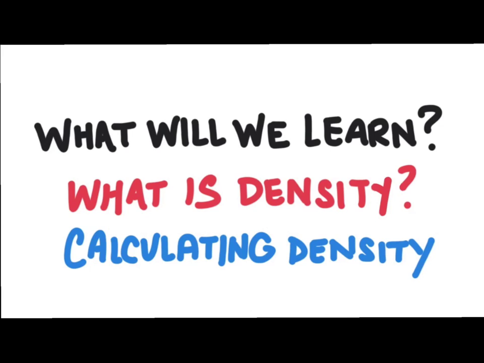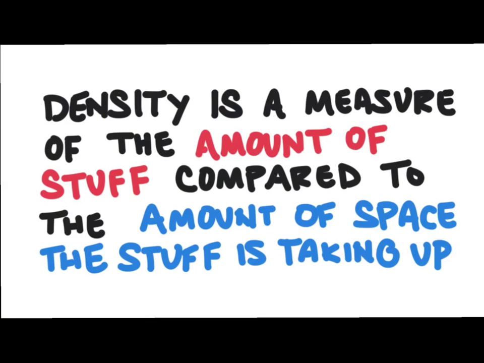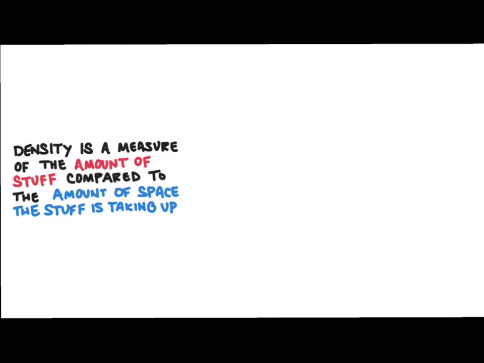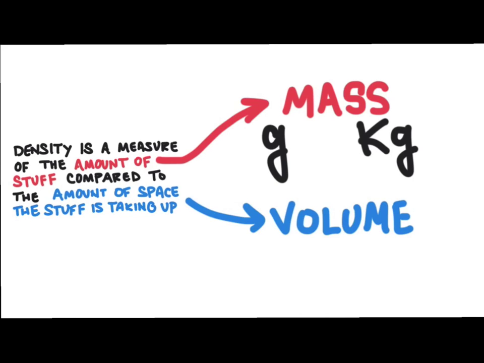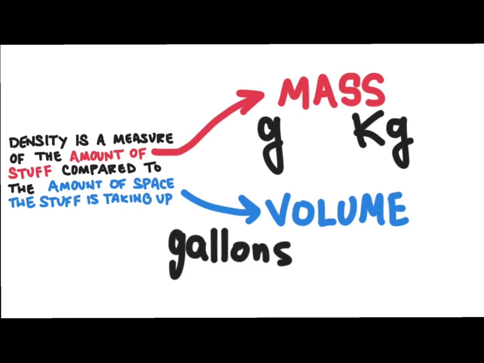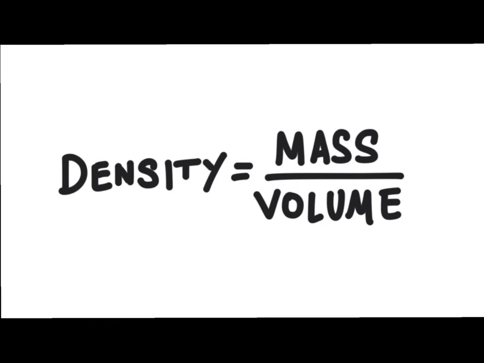So what are we going to learn in this video? Well, first we're going to learn what density is, and then we're going to learn how to calculate the density of an object. Density is a measure of how much stuff there is compared to the amount of space that stuff is taking up. Mass is a measure of the amount of stuff, and we use units like grams and kilograms. Volume is a measure of the amount of space the stuff is taking up, and we use units like gallons and liters and milliliters and centimeters cubed. It's a measurement that compares the mass of a substance to its volume.